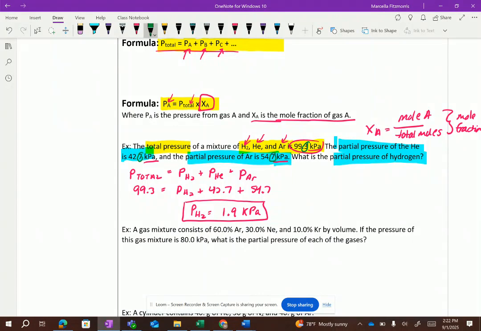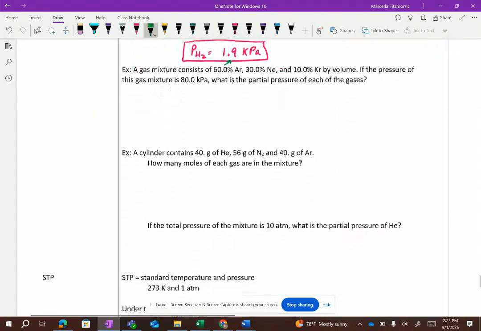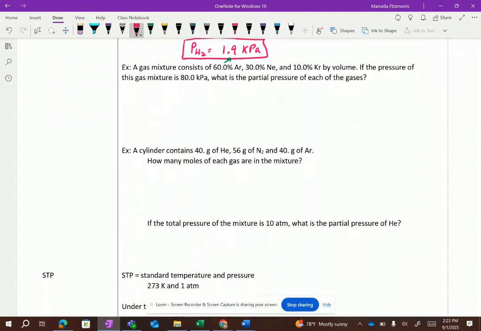Neon, of that 80 kPa, kilopascal, that the whole thing is, 30% of it is neon. So I'm going to multiply by 30%, and I'm going to find it's 24 kilopascal. And krypton, the same deal. Of that 80 kilopascal that existed, 10% of it was krypton, for a total of 8 kilopascal.